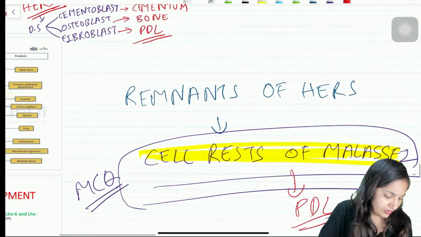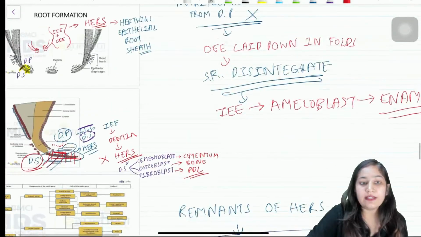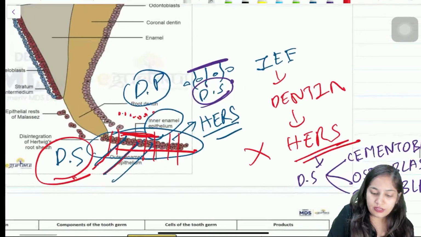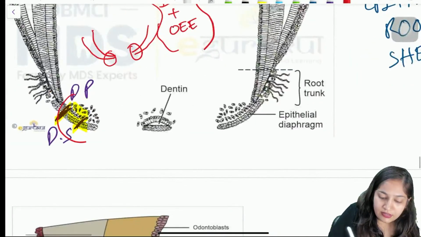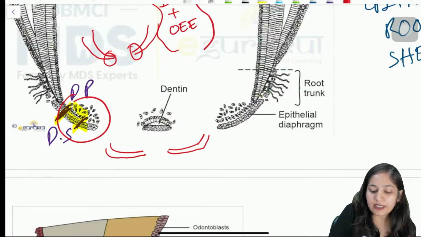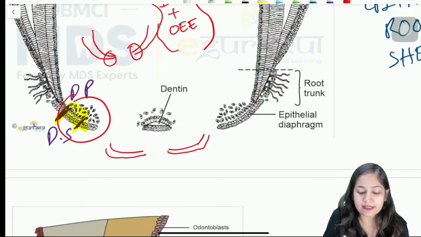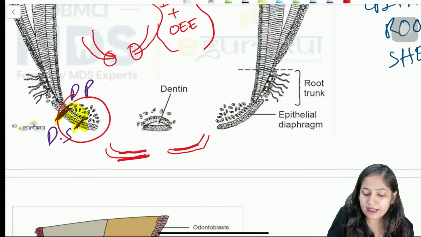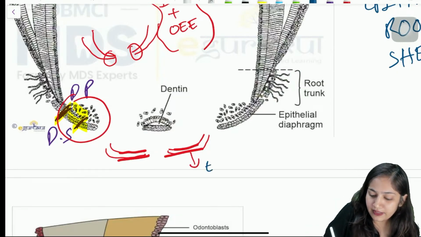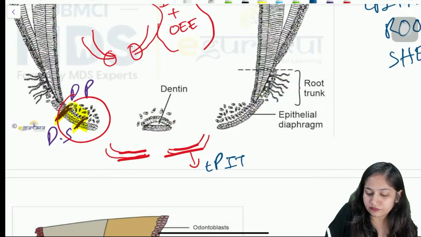Okay. Ruchira is asking about epithelial diaphragm, right? Yes. There's a sharp band, as you can see here, a horizontal band. Here we can see there is a sharp band, horizontal extension. During the proliferation, there will be a sharp horizontal extension of the cells. This horizontal band is our epithelial diaphragm.